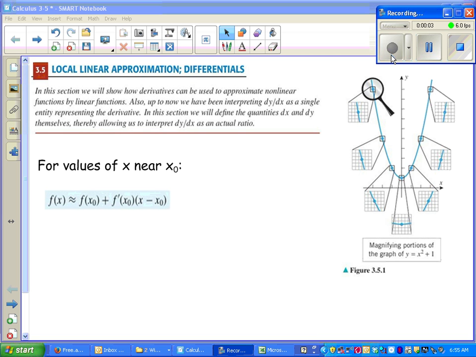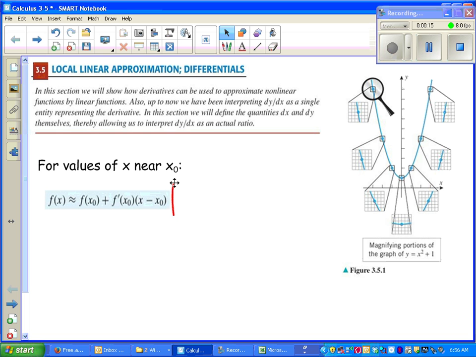All right, today we're going to learn about local linear approximation and differentials. Don't confuse that with local linear approximation because that would just be crazy. Now, we have a new formula. Don't get scared. We've actually known this formula since we were in Algebra 1. Let's talk about what it means.